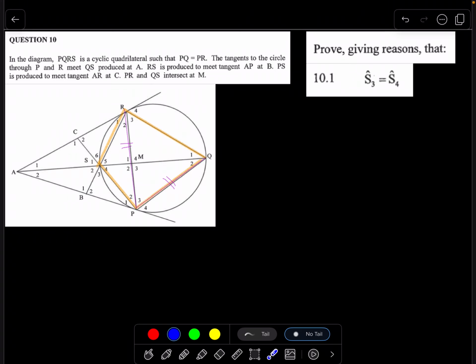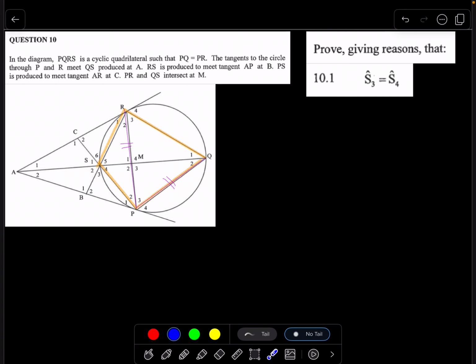PR and QS intersect at M. Wow, okay, so it is a mouthful. It is a mouthful. But we have tangents, we have a cyclic quad. I don't think we have another cyclic quad. We don't have a center, so we can't really talk about diameters and radiuses, so all of those guys are on the bench. Okay, so let's see what we need to prove.